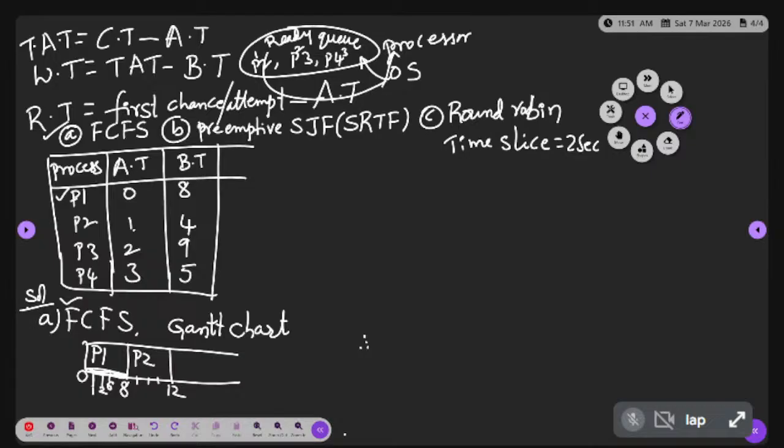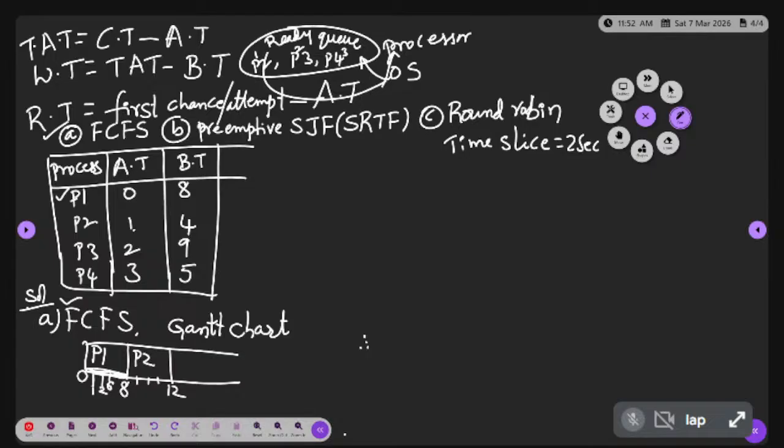During 8 to 12, what will P3 do? Waiting. P4, P1 is not in the race, so already over. During 8 to 12, no way P1 is available, it has already disappeared.